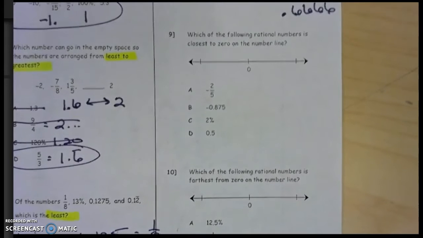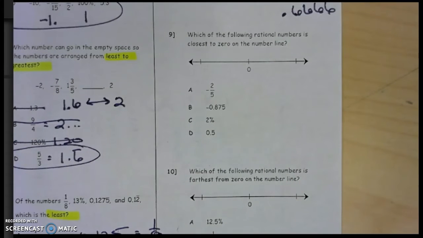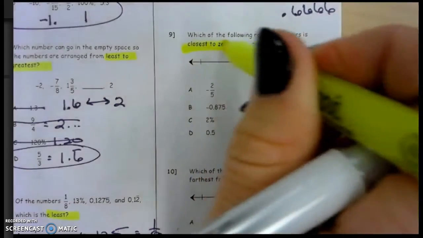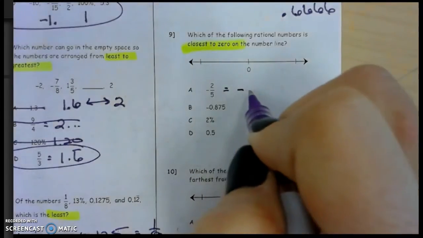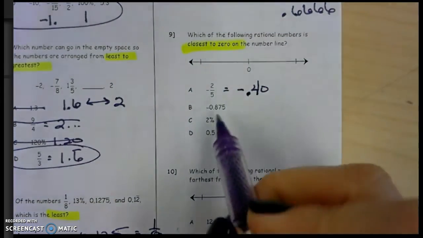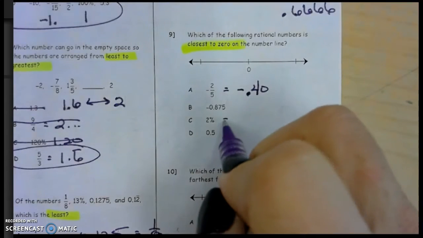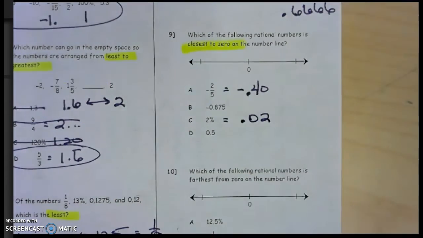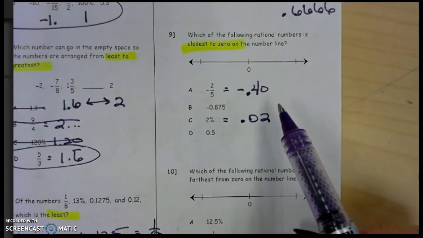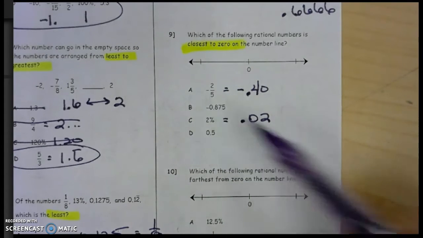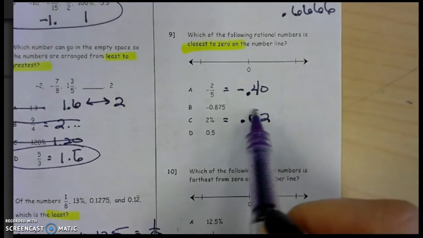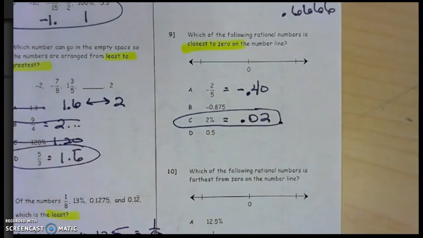Number 9. Which of the following rational numbers is closest to 0 on the number line? Now, they don't want least, they don't want greatest, they want to know closest to 0. Again, I would convert these. Negative 2 over 5 would be negative 0.40. Then you've got negative 0.875. 2% would be 0.02. And then 0.5. We're talking distance from 0, so we're really talking absolute value. We want to know which one is the closest. We've got 0.4, 0.8, 0, and 0.5. Now, the closest to 0 is going to be the 0.02.